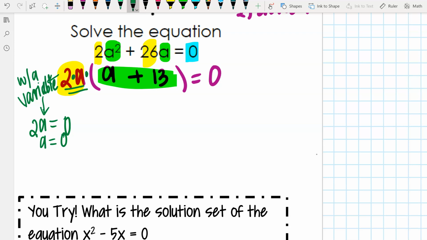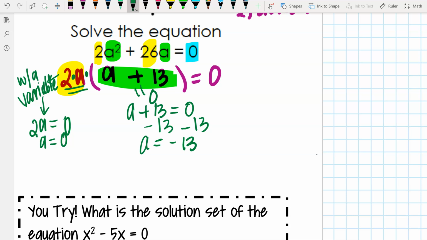So for the binomial, we need to figure out what a has to be for the whole thing to be 0. So when we separate it from our product here and set it equal to 0, we're going to subtract our 13. And we have a here is negative 13. So that makes sense though, because if you have a positive 13 and a negative 13, they should add up to 0. So my roots or solutions or zeros here, my answer should be a equals 0 or negative 13.